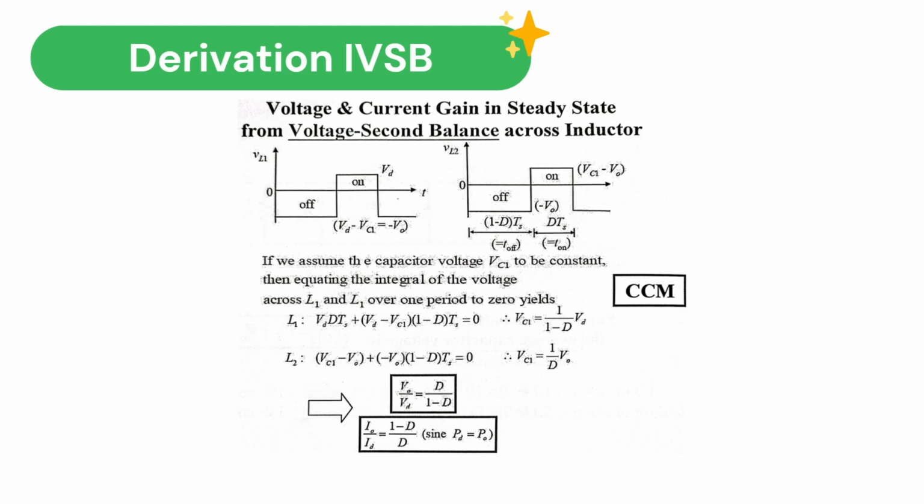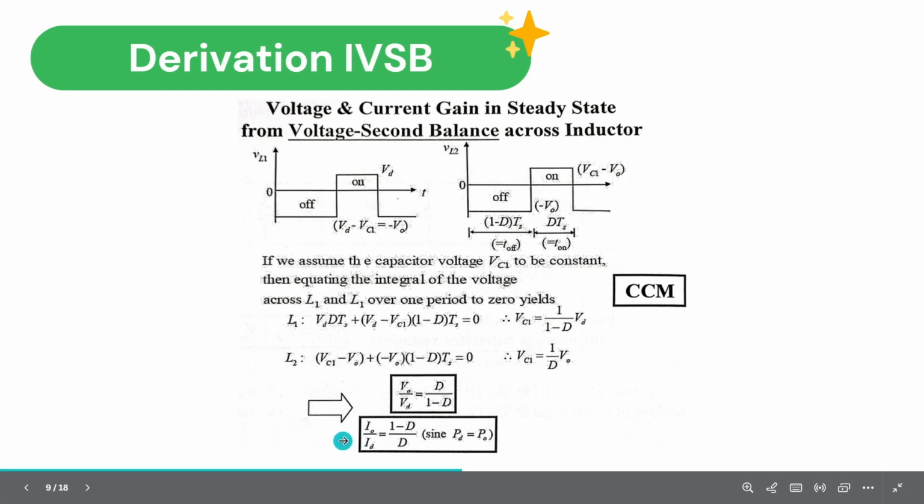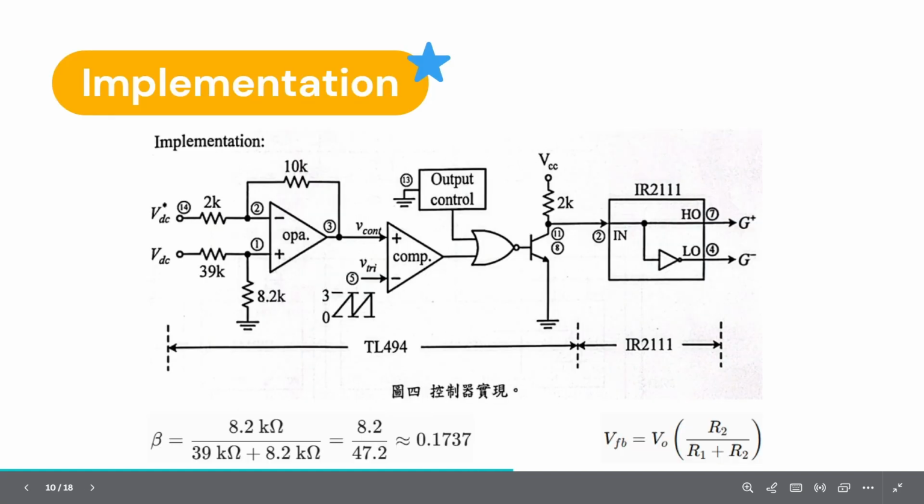And we can also derive the current. The current equation equals the output current divided by the diode current, which is the inverse of the voltage equation, 1 minus d divided by d. In this case, we assume that the power flow from the diode to the output is the same, it's equal. Then we get into the implementation of our circuit itself.